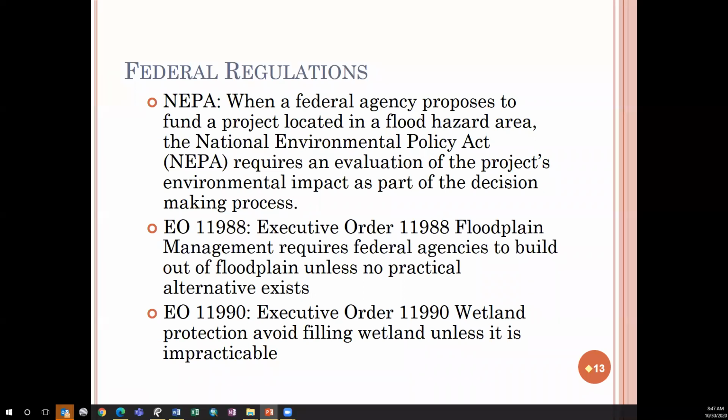Wetland protection by the other executive order, again, with federal involvement, you have to demonstrate that it's not practical to not fill a wetland area. So these are all regulations you have to adhere to that are above and beyond the basic NFIP standards.